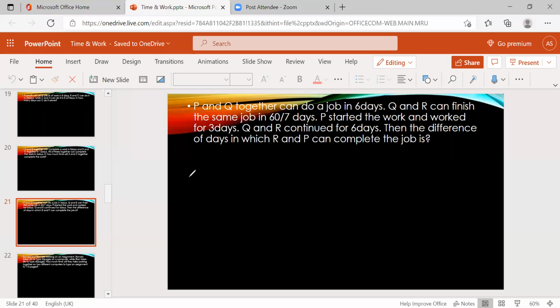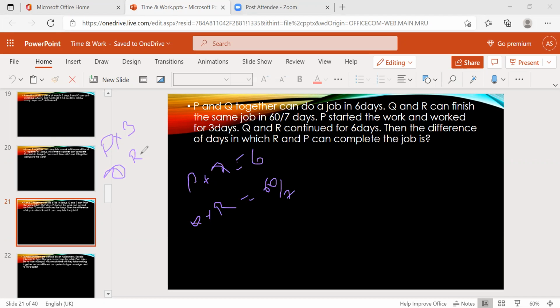What are they saying? P and Q together can complete a work in 6 days, they said. And Q and R can finish the same work in 60 by 7 days. Now P started the work. That means P started the work and worked for 3 days, into 3 days. And Q and R continue 6 days. That means the remaining work would be done by Q and R, 6 days, into 6 days. Then the difference of the days in which R and P.